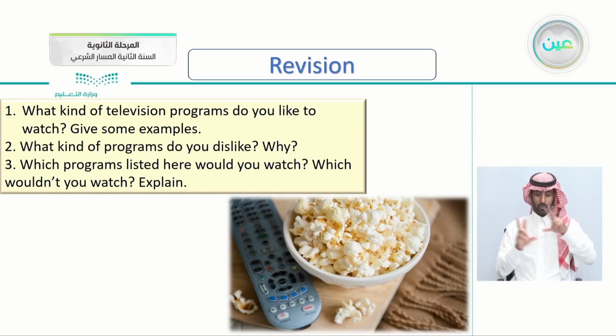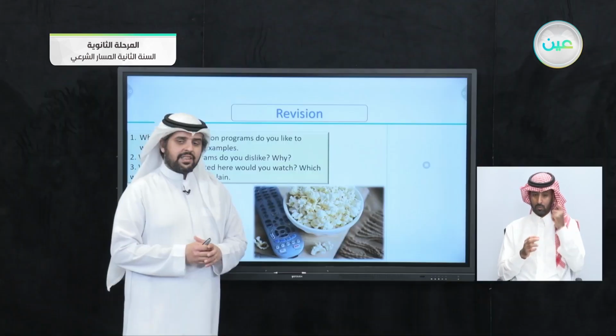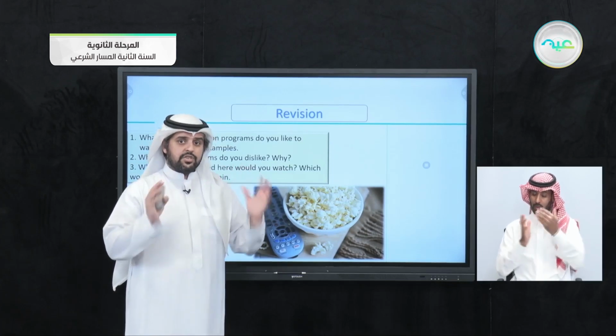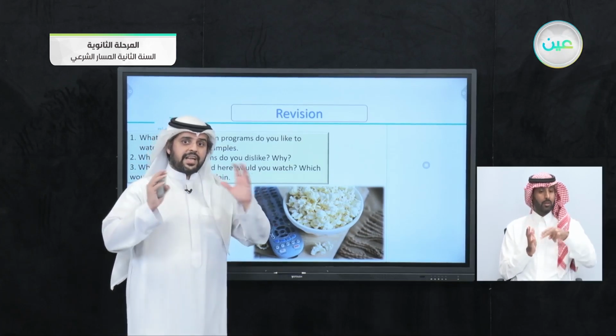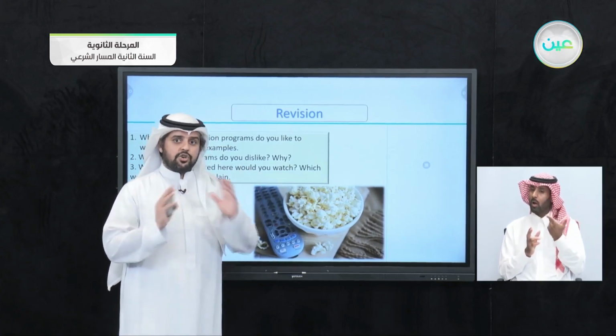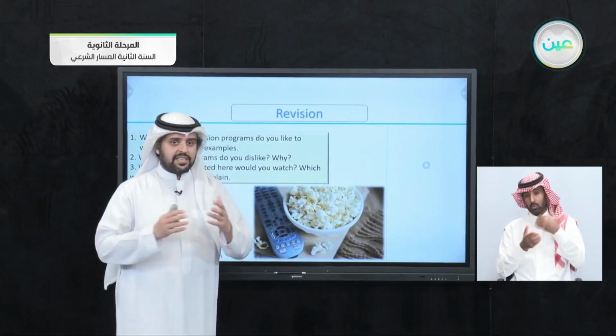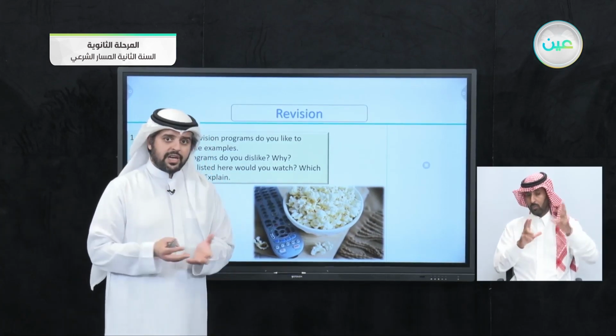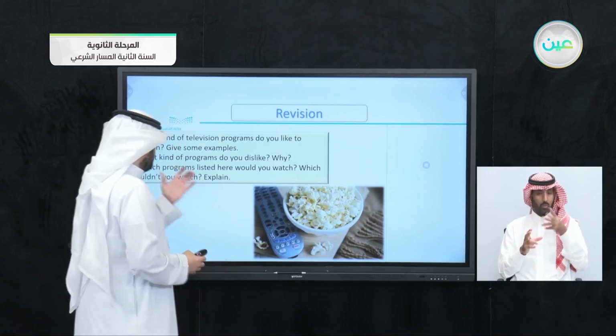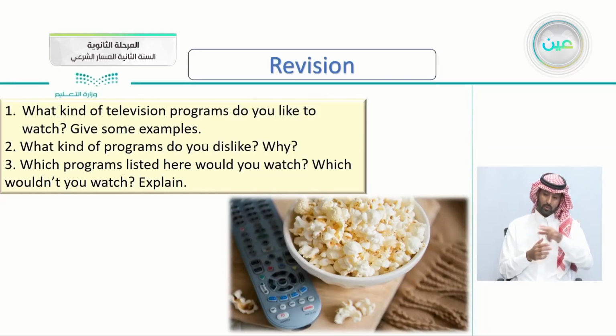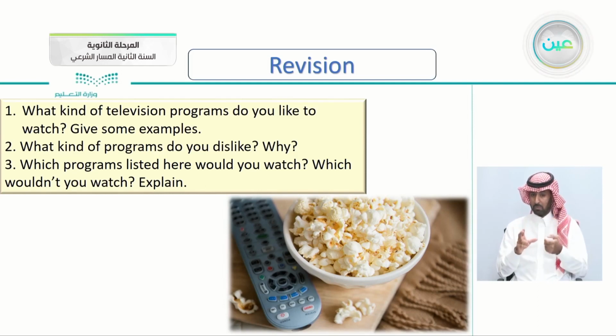Give some examples. And you can notice that the theme of this unit is revolving around TV and shows and TV series, and what we watch on TV. Also, what kind of programs do you dislike and why? So it's a matter of preference here. Which programs listed here would you watch, which wouldn't you watch, and explain.